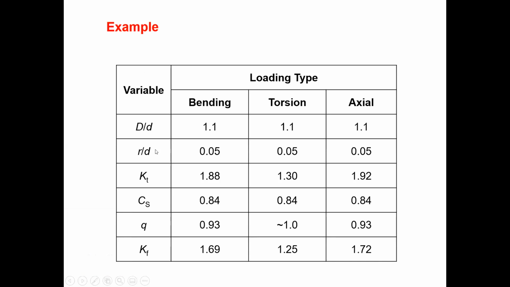You need to find out all the ratios, and using those ratios, select the proper graphs for the loading type, and find out the diameter ratios, and radius divided by diameter. Then you can find out the KT value from the relevant graph, surface factor from another graph, and notch sensitivity from another graph. And using those three values, you have the equation for the KF. You can find out this value. So you can find each and every KF value for bending, torsion and axial.